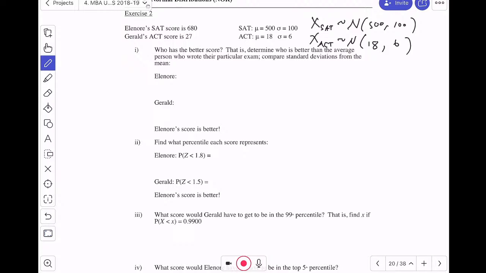So what do we do? We convert Eleanor's score just like we did for the heights, right? We convert Eleanor's score and Gerald's score. So let's do that.